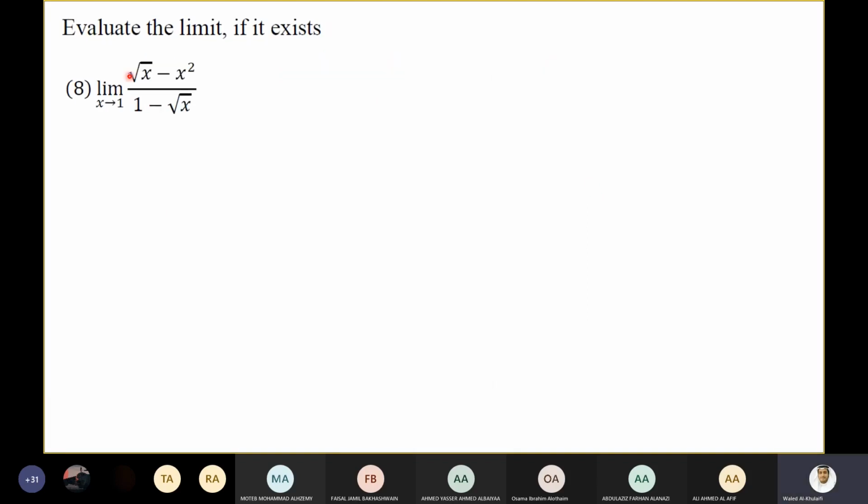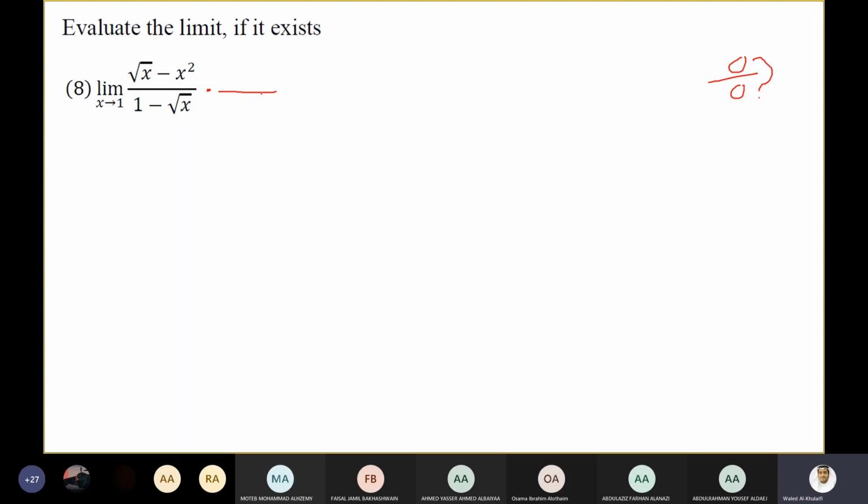This one, Shabab, I don't know if you've seen this in the lectures, but what is the idea here? When I substitute 1, I get 0 over 0, so I put a question mark. Since I'm dealing with roots, yes, Abdurrahman? Multiply by the conjugate of the denominator and numerator. Okay. Now, actually, very good, Abdurrahman.